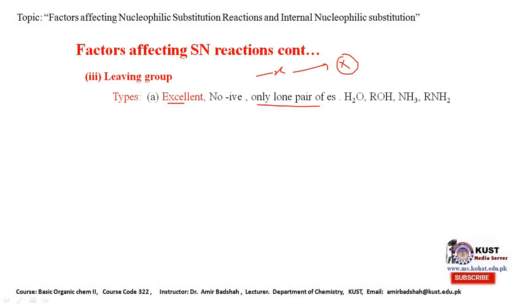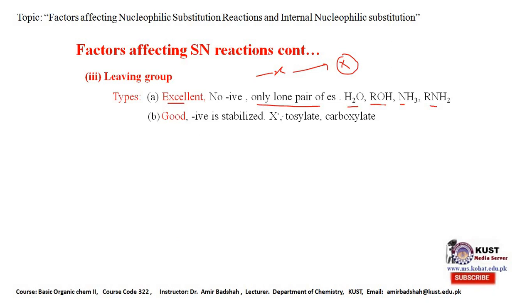Examples of excellent leaving groups include water, because water has no charge, or the second one is alcohol, because it also has no charge, ammonia as well as primary amine. If these groups act as a leaving group, they will leave as a neutral leaving group, so they will be considered excellent.